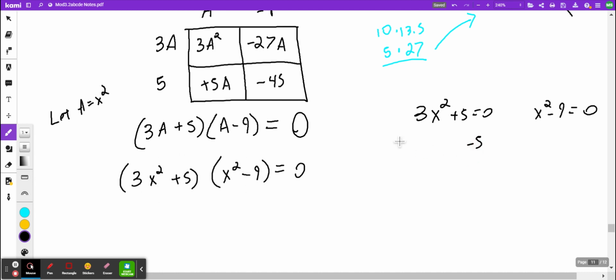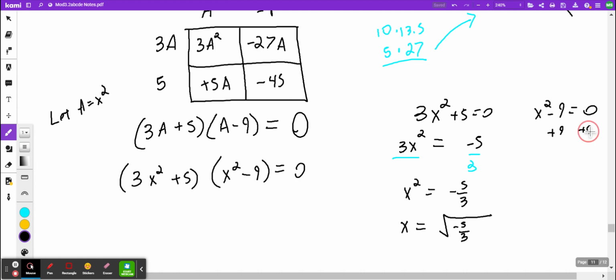Then if I get this, I'm going to slowly get x by himself. And if I do that, I'm going to get a few answers. So for this one, I'm going to get an imaginary number because it has a negative inside the square root. For this one, I think I'm going to get a nice number. So if I find the square root of x squared and the square root of 9, I should get x is equal to positive and negative 3.